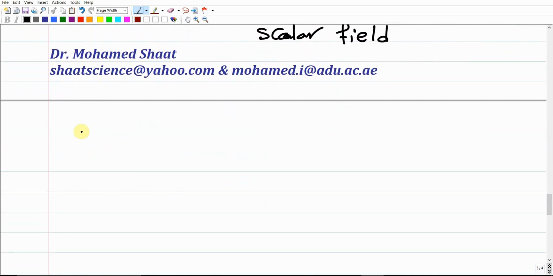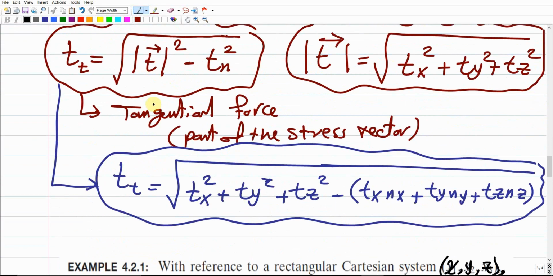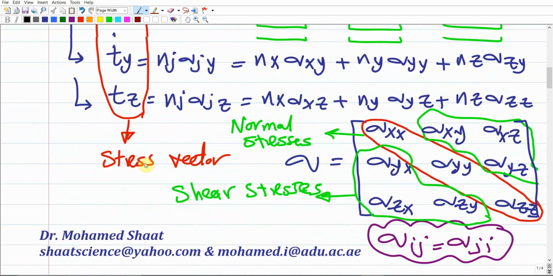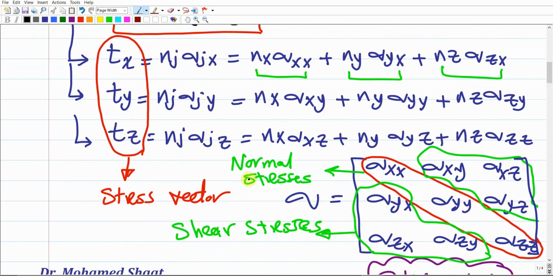So we defined before that Ti equals Nj sigma ji in the index notation. These are the different components, as we defined them up there, for the stress vector in terms of the stress components, right? Like Tx, Ty, Tz, Ni, Nj, sigma ji. So I'm going to start from this index notation, then I'm going to derive these different components. But to do so, we need to define the different components of the normal vector. It is a vector, so it has an x component, a y component, and a z component.